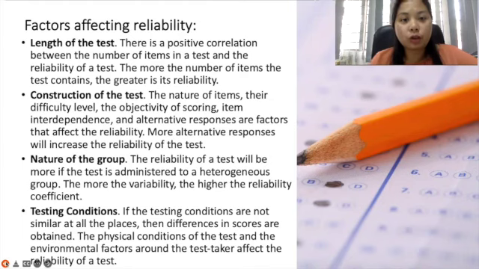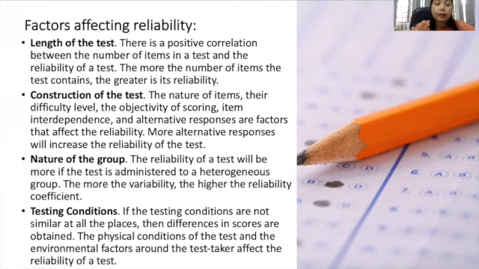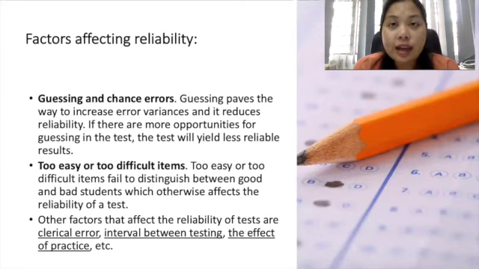Next is nature of the group. The reliability of a test will be more if the test is administered to a heterogeneous group, meaning it is a class composed of high-performing, average-performing, and low-performing students. So the more the variability, the higher the reliability coefficient. So the testing condition is another factor. The physical conditions of the test and the environmental factors around the test takers affect the reliability of a test.